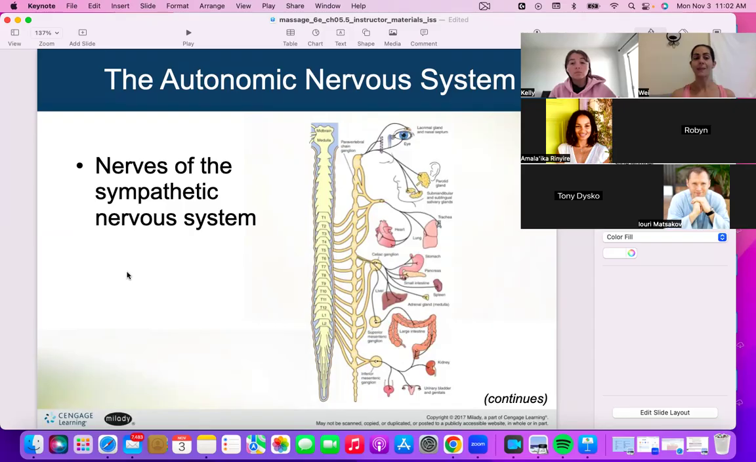Now, the problem is if we're always in this state of stress and sympathetic nervous system activation, then we start to burden the body and we start to overwork certain aspects of our body and underwork others. So the body will get out of balance just from this fact.